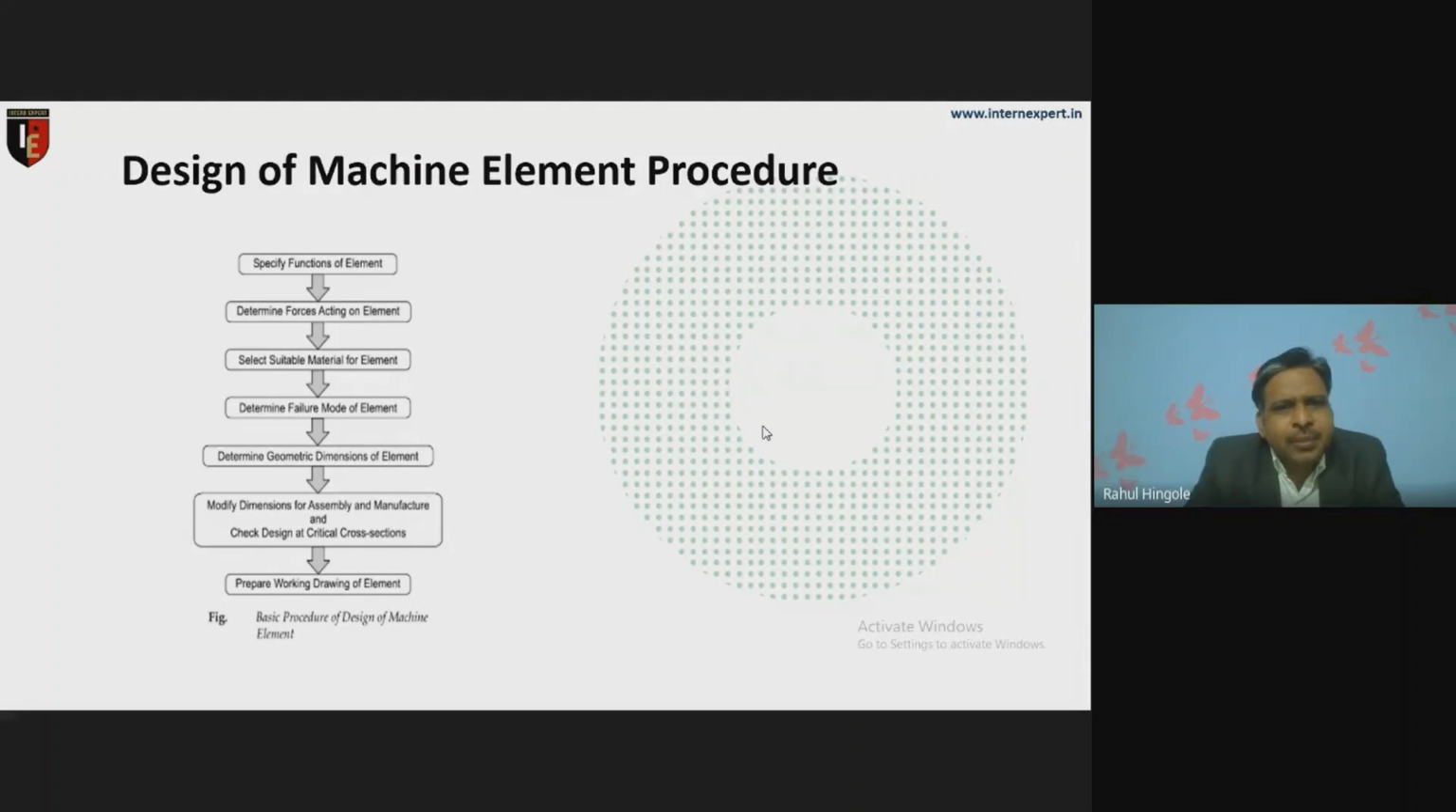Initially, specify the function of the element. The function of the element, the blade, is to give air to us. It only rotates. That is the function of the blade, that is rotating. Number one, that is the function. Number one, you have noted.